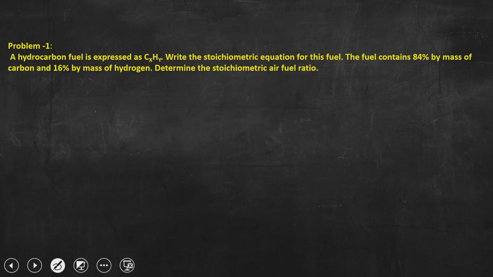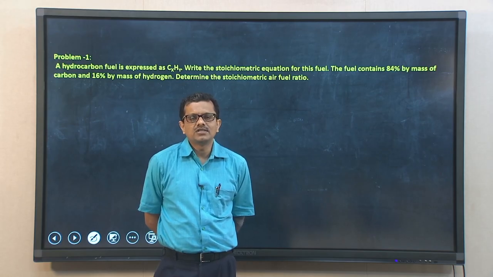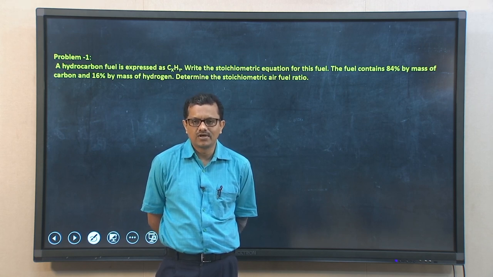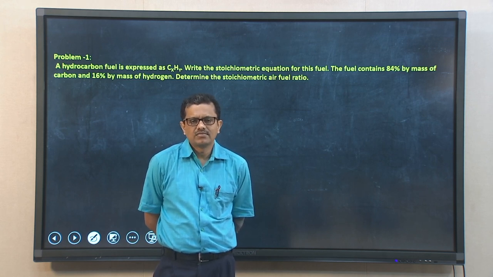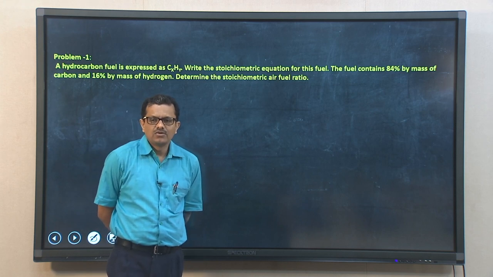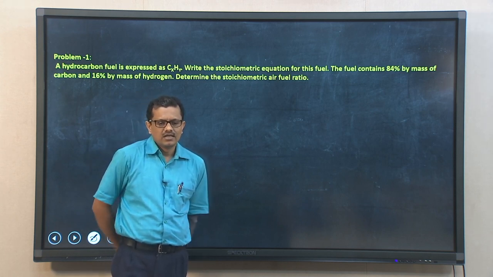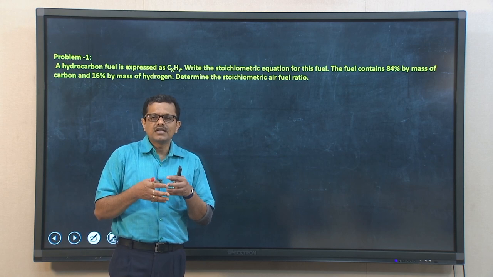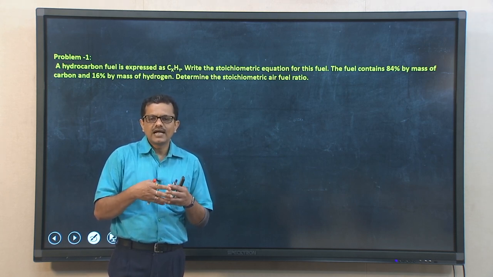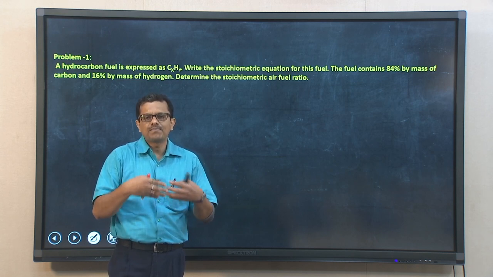The first problem that I would like to solve is on the stoichiometric air fuel ratio. While we have discussed the stoichiometric air fuel ratio, we discussed that it is the chemically correct air fuel ratio. So, if we know the composition of the fuel, basically a hydrocarbon, then to burn that fuel we need adequate air. Why do we need adequate air? Because the oxygen needed for the complete combustion of the fuel will come from the air being supplied to the engine.